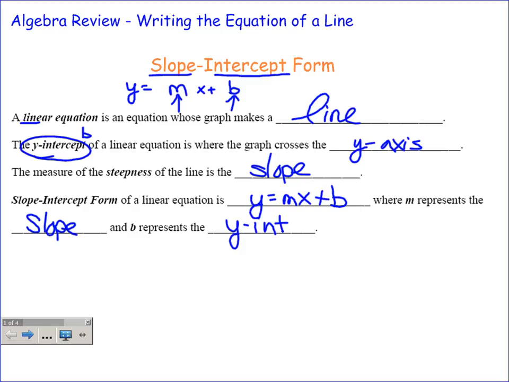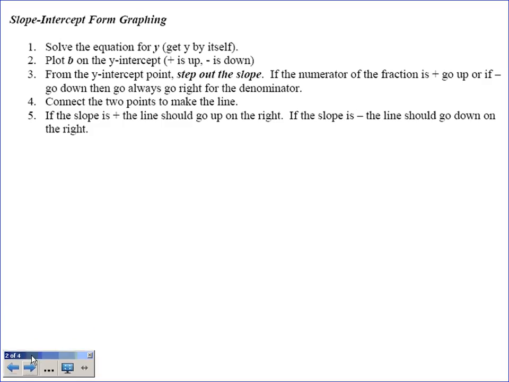This is the easiest of the three of them in order to graph. So we're going to take a look at graphing these right now. Very easy concept for us. There's 5 steps here. Step 1, solve the equation for y. Basically get y by itself. Step 2, plot b on the y-intercept. So if it's positive, you're going to move up that many spaces. If it's negative, you move down that many spaces.